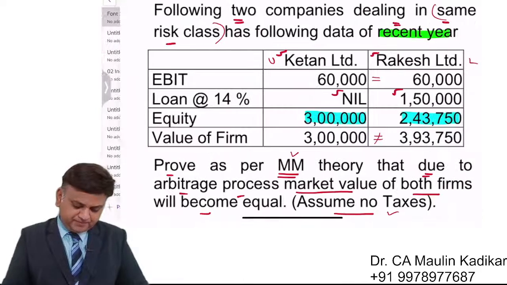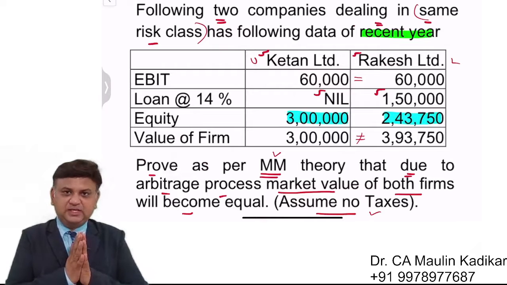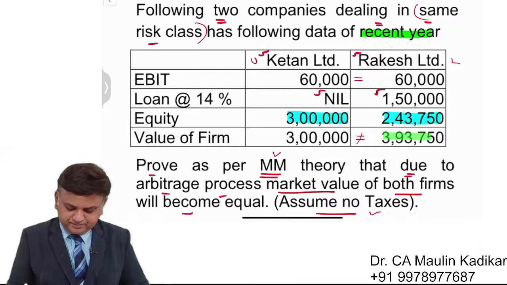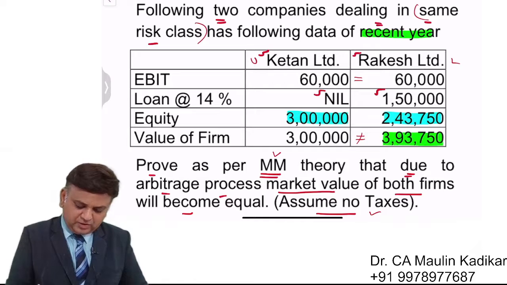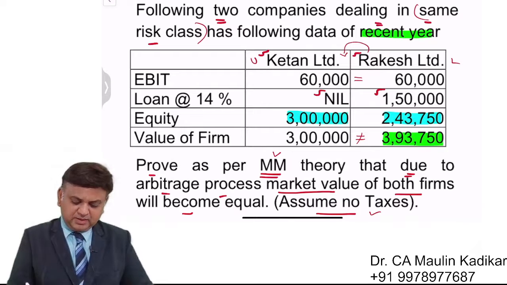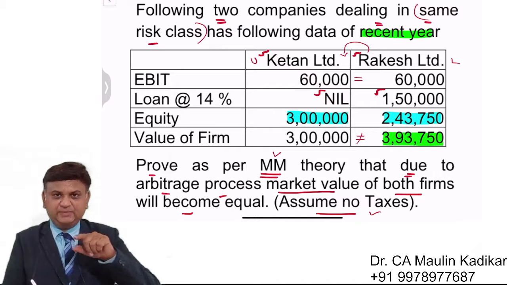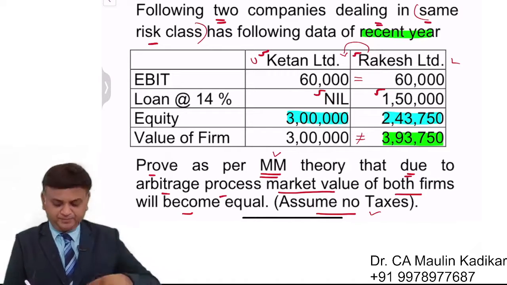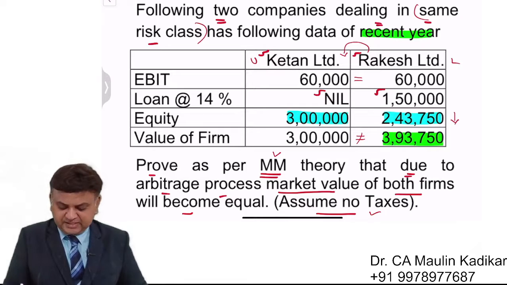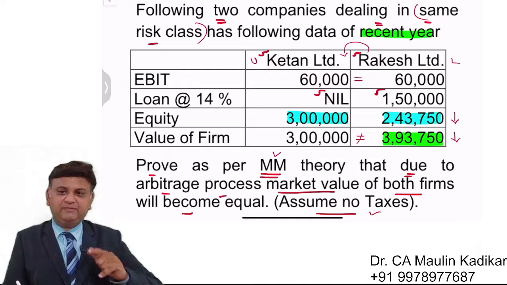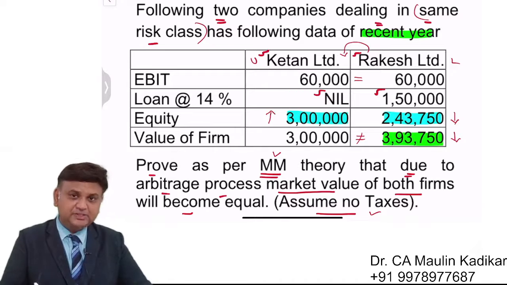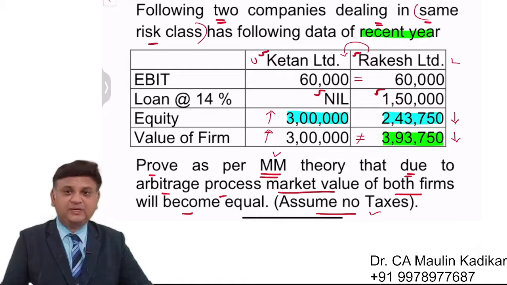Now what will happen, dear students? In case of arbitrage process, listen carefully, investors will switch from overvalued firm to undervalued firm. So what will happen? Investors of Rakesh Ltd in this example will sell equity instruments in the market. So because of that, value of the equity shares will move down in the market, and with that the value of the firm will move down. They will purchase the equity shares of Ketan Ltd. So what will happen? Price of Ketan Ltd equity share increases, and with that the value of the firm of Ketan Ltd will increase.